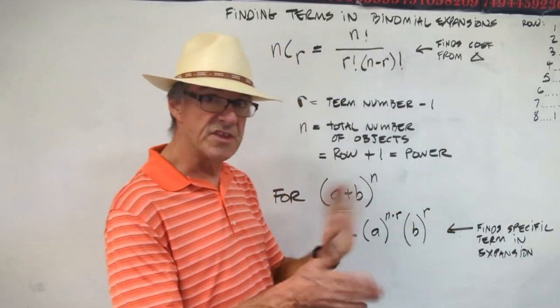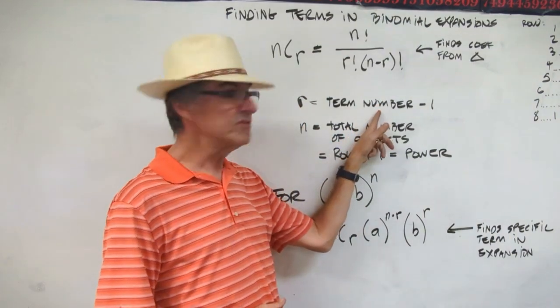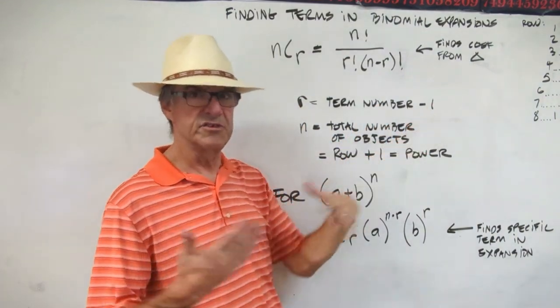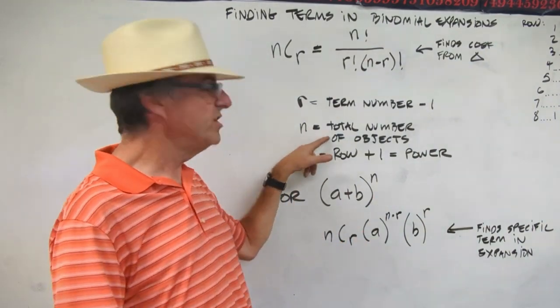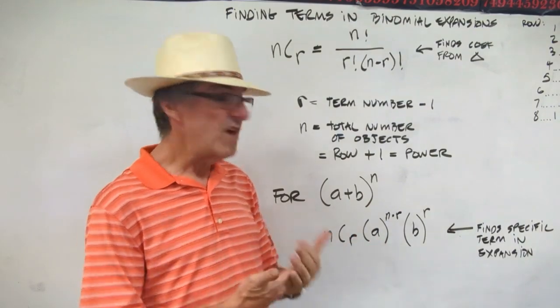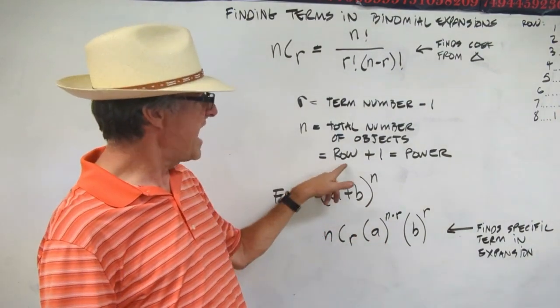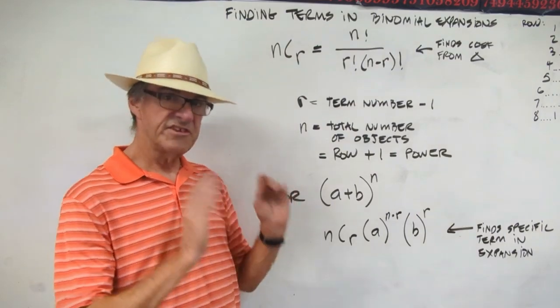So there's 2 things here that you just have to keep track of. That R is the term number that you're interested in, minus 1. So if you're interested in the 4th term, your R is 3. And N is the total number of objects. So if you're interested in making selections from 5 objects, you've got to add 1 to get to the row number. Okay, so that's review.